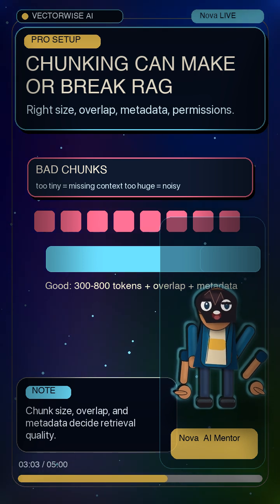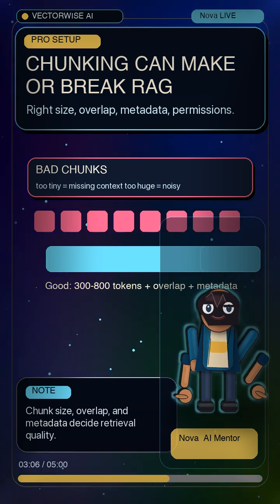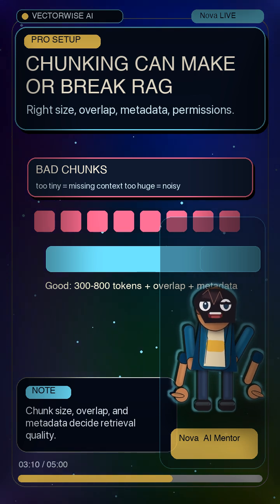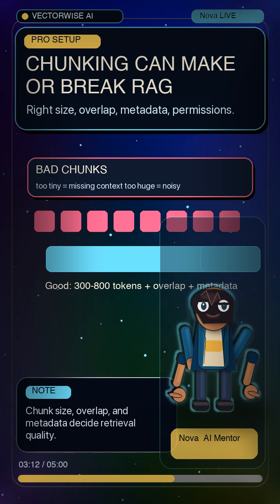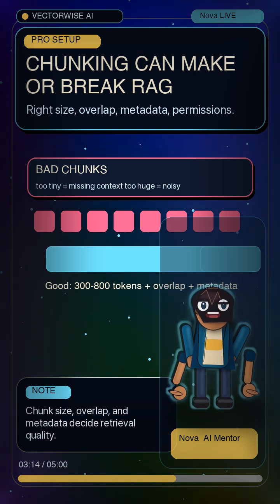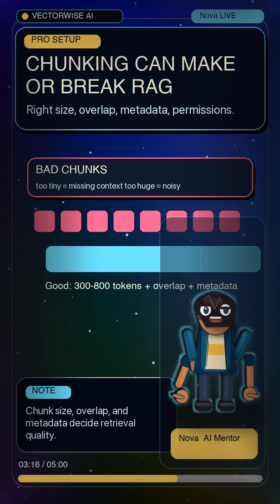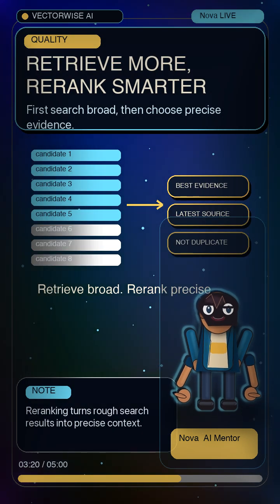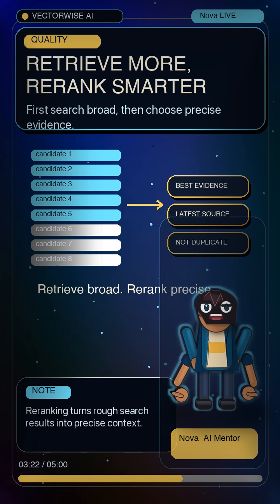The generation prompt should be strict. Tell the model, answer using only the provided context. Cite the source names. Say when the context is missing, and ask a clarifying question when needed. This is how you reduce hallucination. RAG does not magically make models truthful, but it gives them evidence and rules.